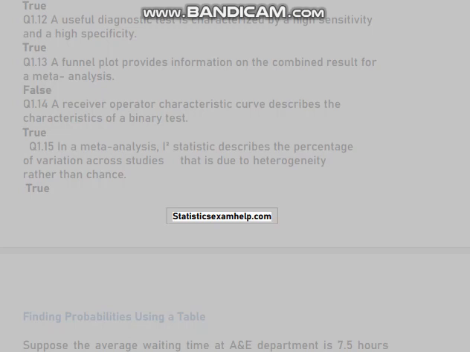Finding probabilities using a table. Suppose the average waiting time at the A&E department is 7.5 hours with a standard deviation of 2.0 hours. Assume the waiting time is normally distributed. Using a probability table, find the probability that a randomly selected patient in the department will have a waiting time of 12 hours or more.